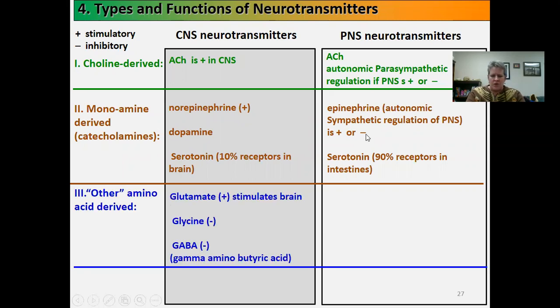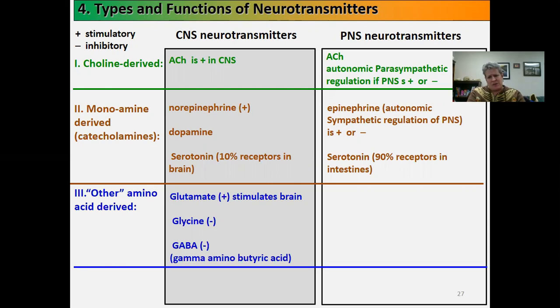All right, the third class of neurotransmitters comes from amino acids other than monoamines. There are three, the three G's. Glutamate is always stimulatory in the brain. Glycine is primarily found in the spinal cord, and it is inhibitory. And then GABA is also inhibitory, and that is primarily in your brain.